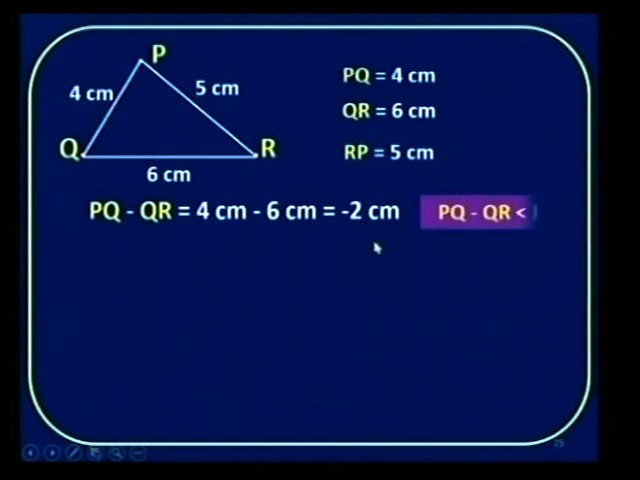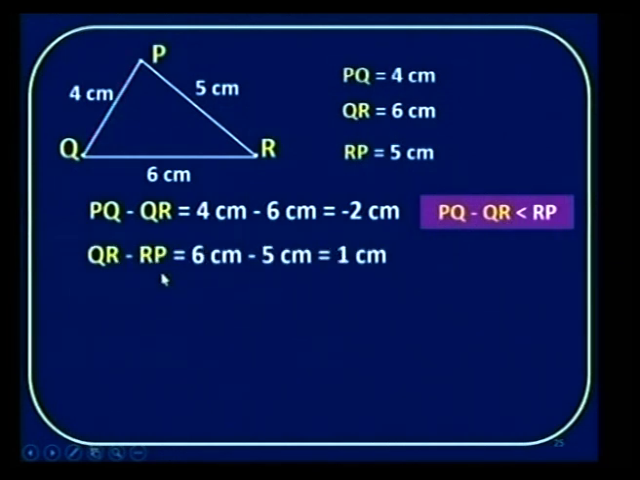Yes. Now, what you are observing here? When I subtract the lengths of two sides, I am getting the length as less than the third side. Children, observe here. PQ is 4, QR is 6, 4 minus 6 is minus 2. This minus 2 means any negative number is smaller than the positive number. So, what you can say here, minus 2 is less than PR, means PQ minus QR is less than PR.